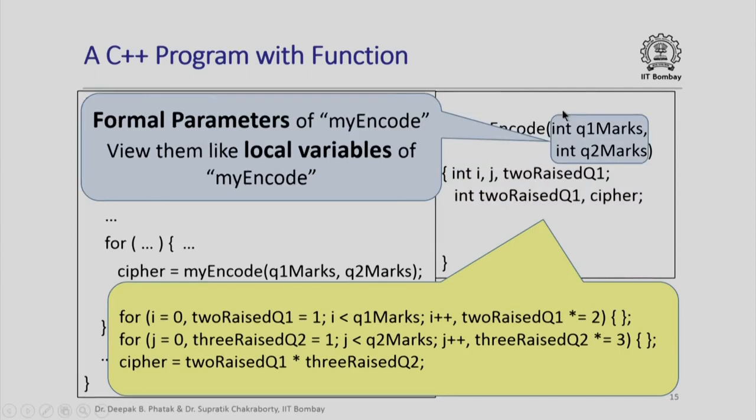In fact, we passed values to myencode through these two variables, q1 marks and q2 marks of type int. These are also called formal parameters of the function, and these will also be viewed as local variables of myencode. So as you can see, there is really no confusion between the variables used inside a function and the variables used inside main, and in fact this will be true for any two different functions.